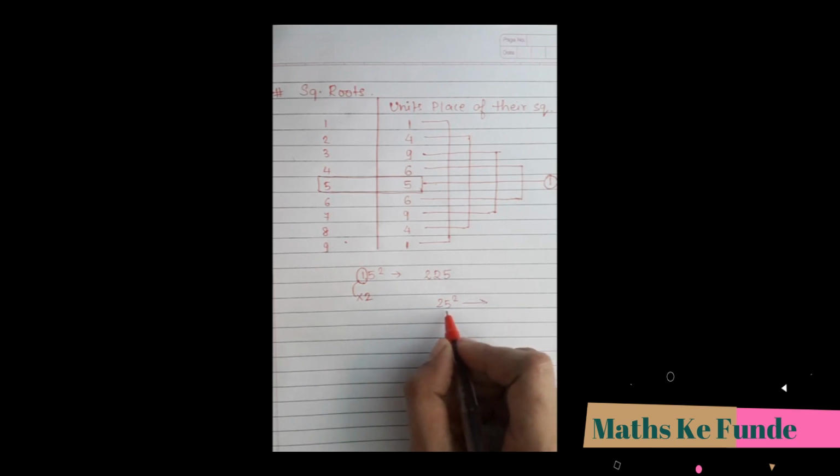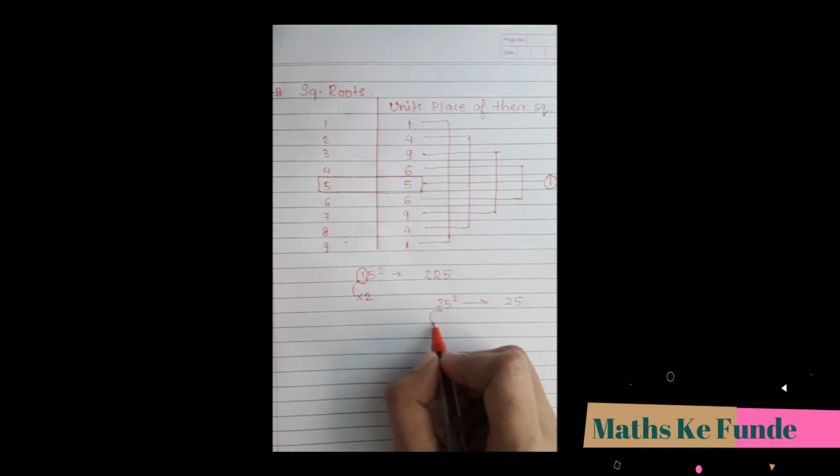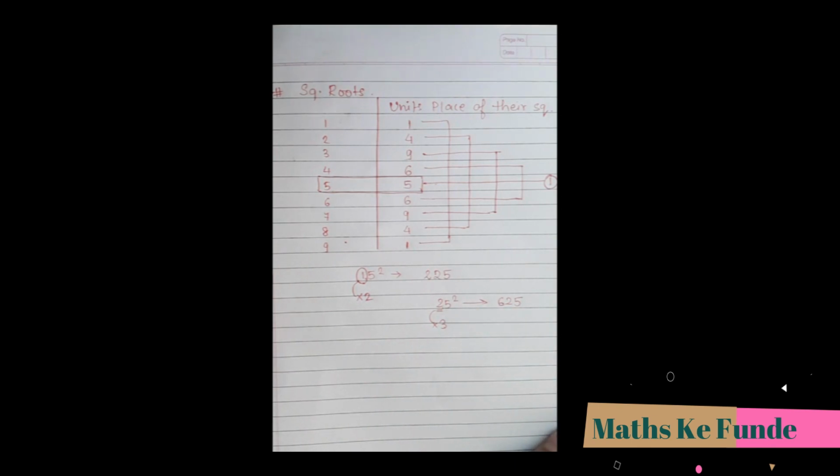Let's repeat it again. 5 square will be 25. Now the number 2, the next number is 3. 2 into 3 is going to give me 6. So that's the first place of my number. 625 is a square of 25.